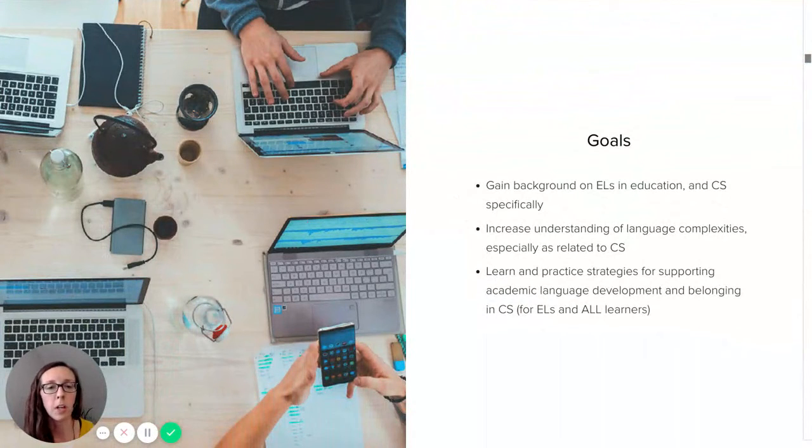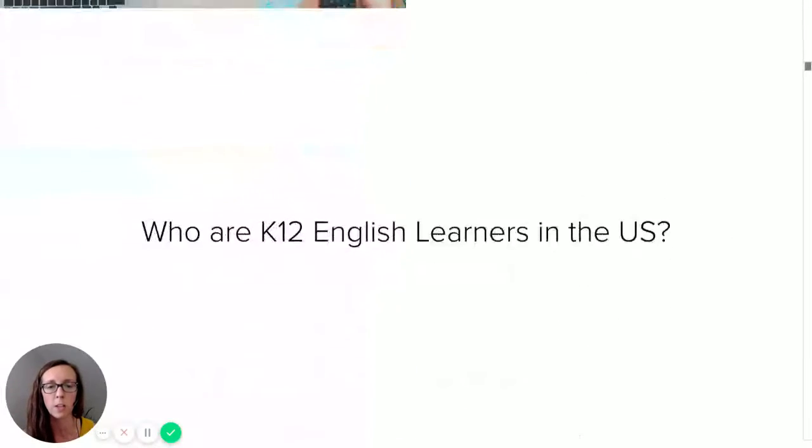Some goals for my presentation here today. Really, I just want to help you gain a background on English learners in education, specifically thinking about computer science. And I'd like to help increase your understanding of language complexities, especially as they relate to computer science, as well as share some strategies for supporting the academic language development for computer science, specifically looking at English learners, but also thinking about how all learners can really benefit from these strategies.